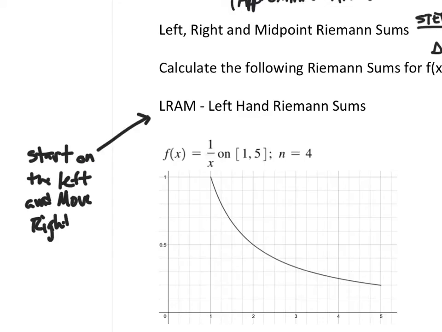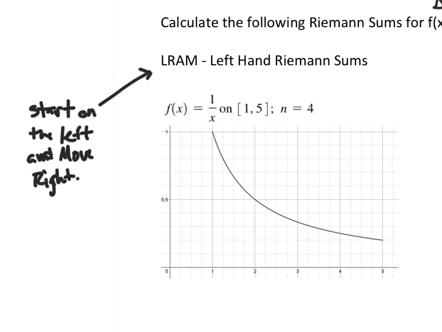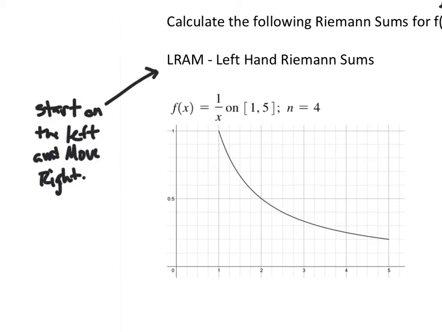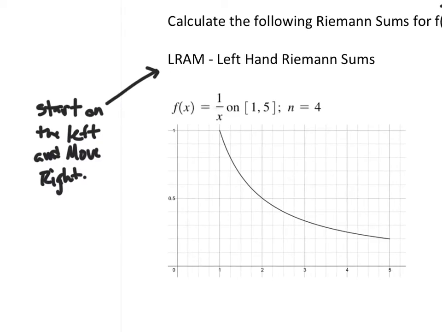So then let's take a look at what we're trying to do. What we're trying to do is calculate the area under this curve, the function f of x equals 1 over x, between x equals 1 and x equals 5. So this is our interval, and we want to do this with 4 rectangles.